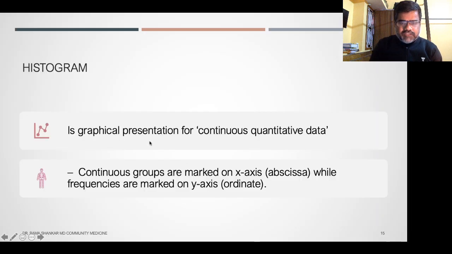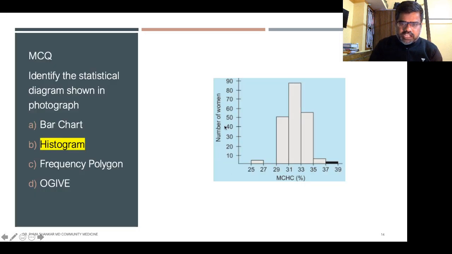So it is a graphical representation of continuous quantitative data. And what you do, continuous quantitative data, you are taking it. So continuous groups are marked on x-axis while frequencies are marked on y-axis. So this is the frequency, number of women. This is the mean corpuscular hemoglobin concentration. So if you get this type of graph, it is not a bar chart, it is a histogram. Okay.